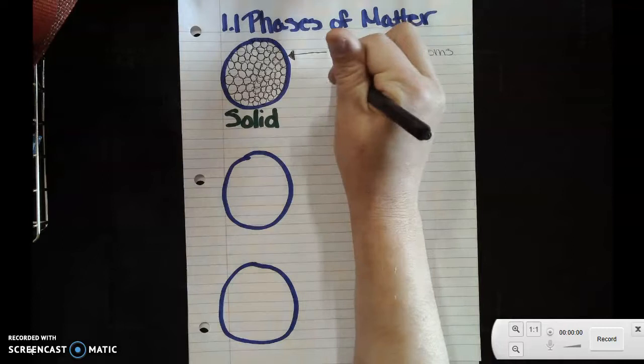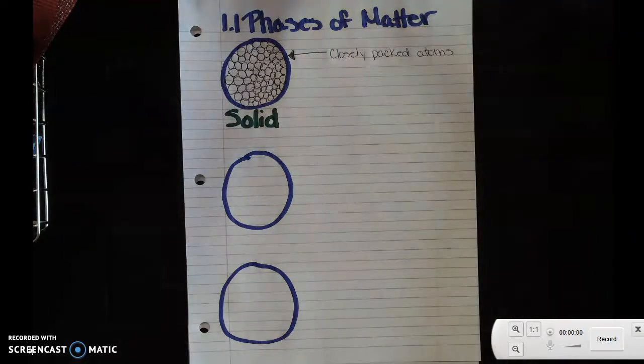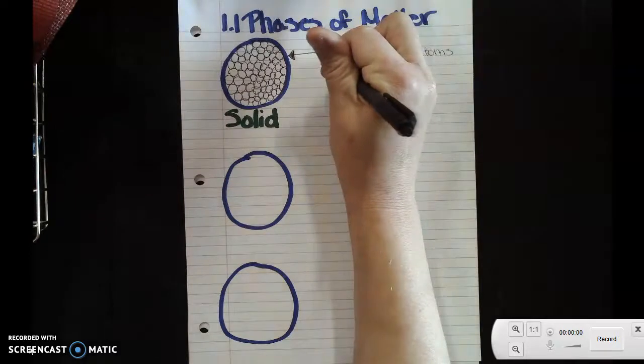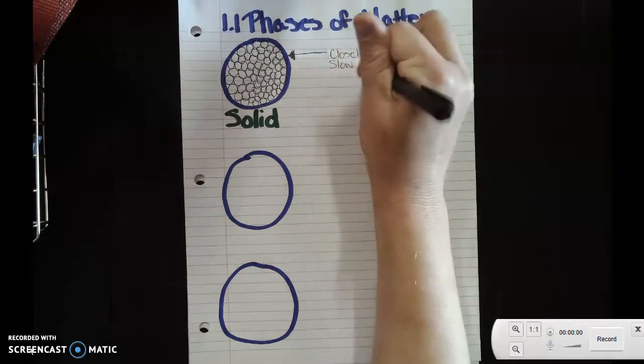Next, we want to talk about that they're moving slowly. So first we talk about how they're spaced. Second, we talk about their movement. I'm going to put it right underneath, slow moving. So there is movement.